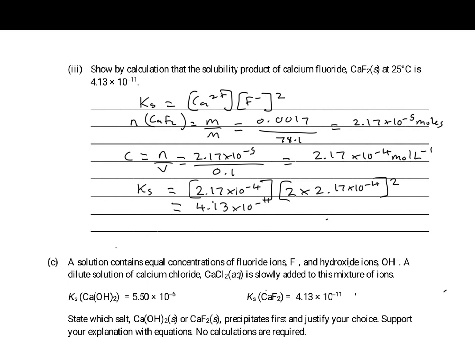Now, some of you may have taken a shortcut. Some of you may have noticed that calcium fluoride is an AB2 type salt, 1 positive ion for 2 negative ions. And when you have that particular case, you can use the little formula they give you, Ks equals 4S cubed. So 4 times the solubility, which is the same as the concentration that we worked out just before, cubed. And when you do that, you get the same answer of 4.13 times 10 to the minus 11.